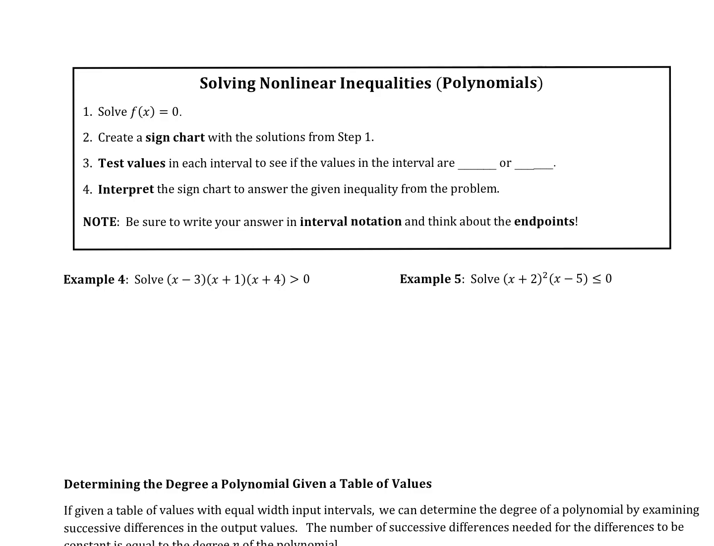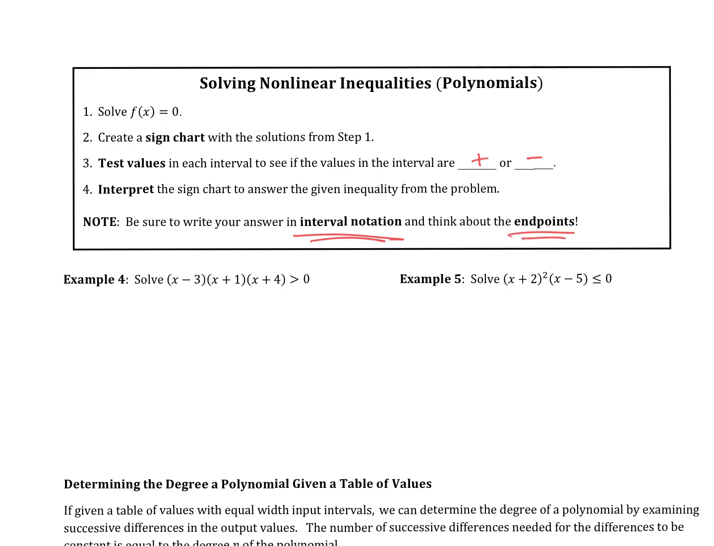Solving nonlinear inequalities. Step 1: solve f of x equals 0. Step 2: create a sign chart with the solutions from step 1. Step 3: test values in each interval and determine whether the interval is positive or negative. Step 4: interpret the sign chart to answer the given inequality of the problem. Now, be sure to write your answer in interval notation and think about the endpoints. All right, we're going to think about those endpoints as well.